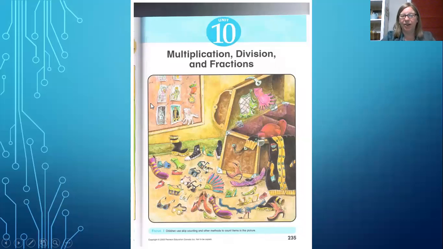Okay, here we go. I would like you to look at the picture on page 235 and see if you can find the glasses. Can you find the glasses in the picture? How many pairs of glasses can you see? Oh, wait. I would like you to count by ones. How many pairs of glasses can you find in the picture?